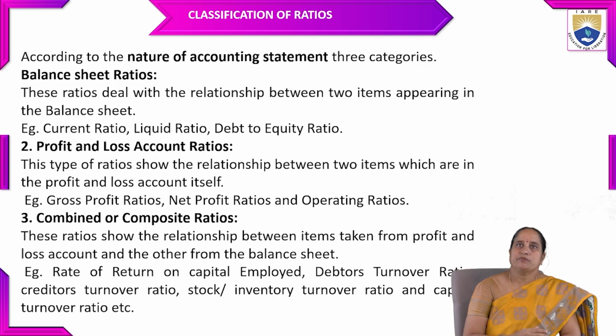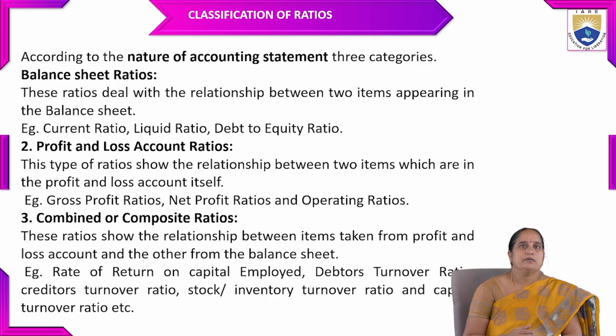The next classification of ratios. According to the nature of accounting statements, we have three categories. First one, balance sheet ratios. Second, profit and loss account ratios. Third one, combined or composite ratios. Coming to the balance sheet ratios, these ratios deal with the relationship between two items appearing in the balance sheet. For example, current ratio, liquid ratio, debt equity ratio. So these things we can see in case of balance sheet.